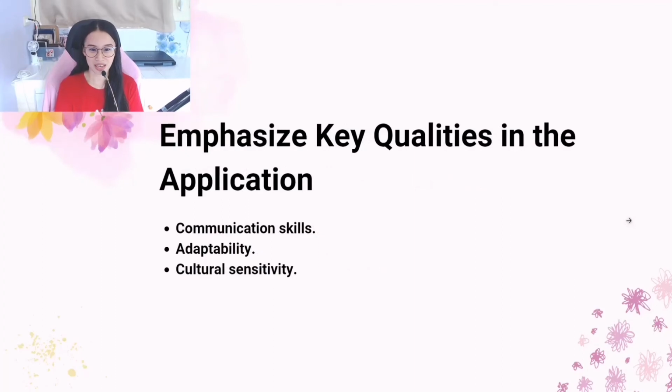Next, you need to emphasize key qualities in the application. So if you're applying for a video class, you need to be prepared. Your background should be presentable. You should use gestures if you can. You should smile. For audio classes, you should, of course, show that you have good pronunciation skills. And then you need to have adaptability. If the students are beginners, intermediate, or advanced, you need to be able to connect with them. You show flexibility, like you can handle different levels of students.